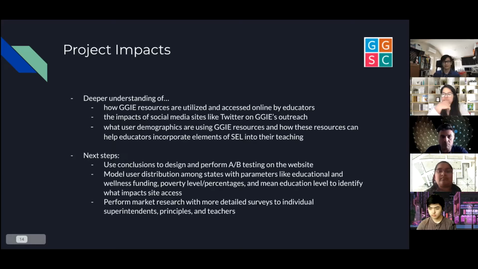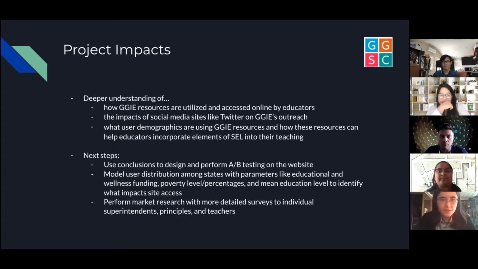Right. The conclusions that we drew here can be used to design and perform A/B testing on the website. We have plans to do model distribution among the states with parameters like educational and wellness funding, poverty level and percentages, and mean education level to identify what impacts site access. And we're hoping to perform some market research with more detailed surveys to individual superintendents, principals, and teachers.